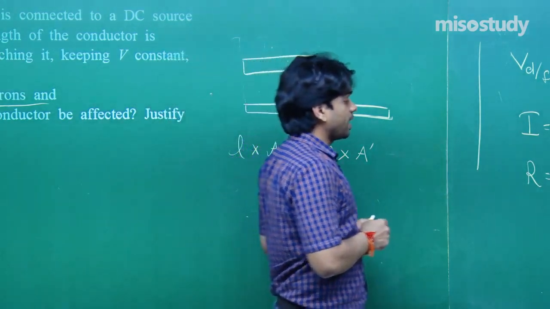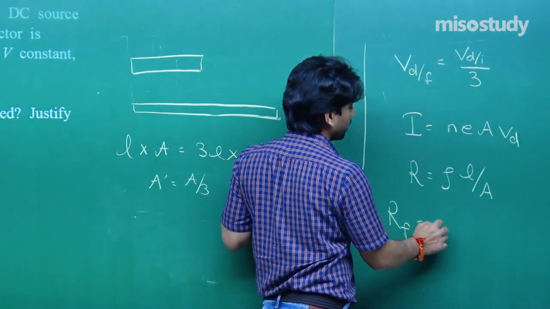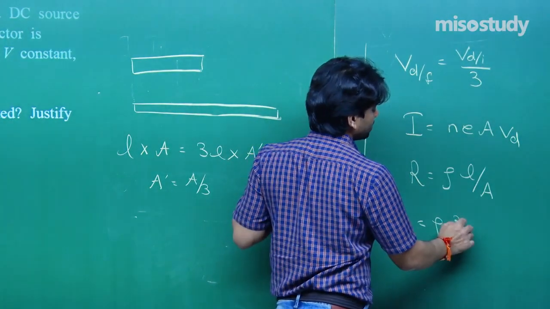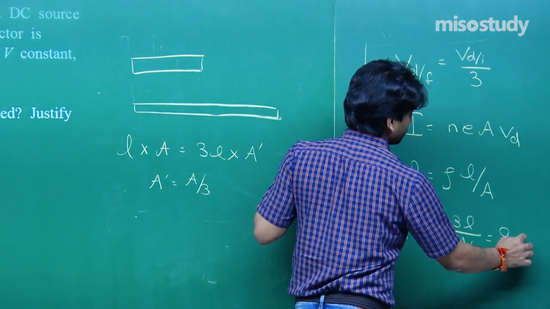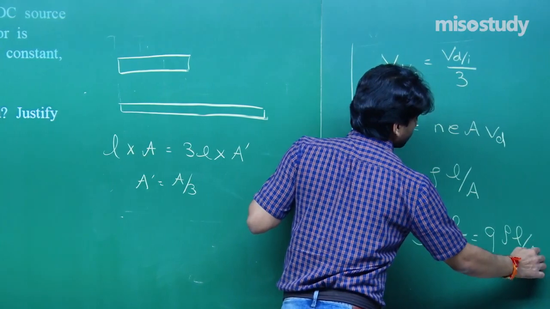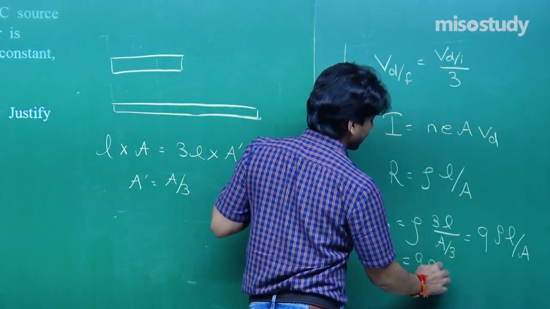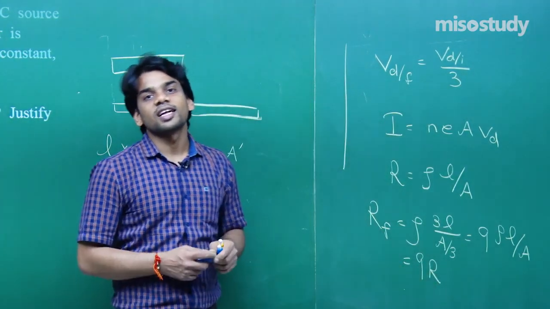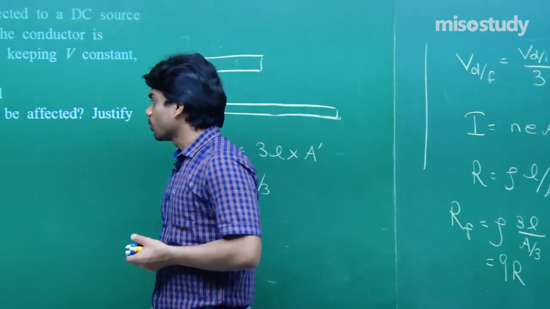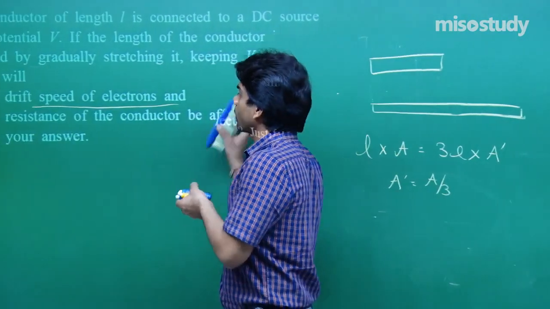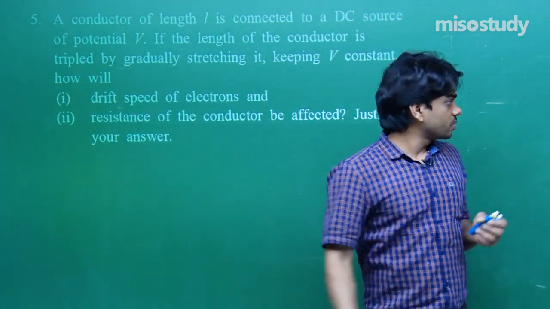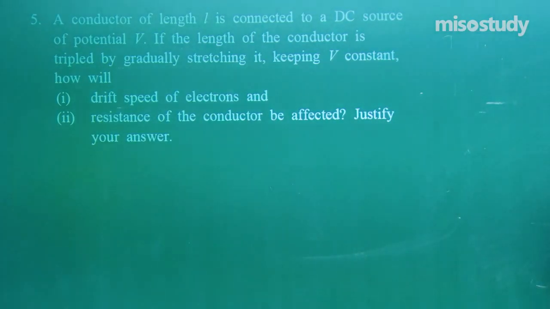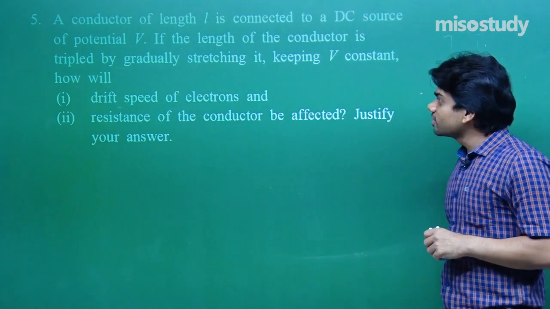So resistance, if I compare new resistance or R final, that will be rho, which will remain same, length is 3L and area is A by 3, so it will become 9 times. Very simple, you can find out that this will become 9 times the original resistance. That is what you are finding here. That is what you can do in this case. I hope that each explanation suffices your requirement and you are learning with all this.